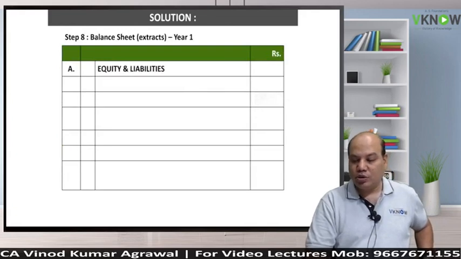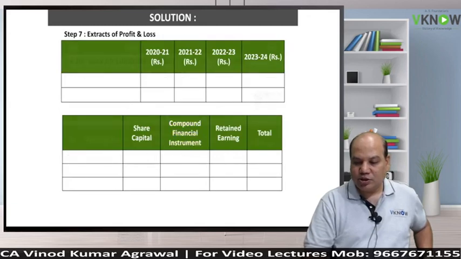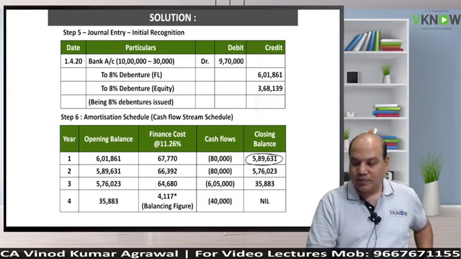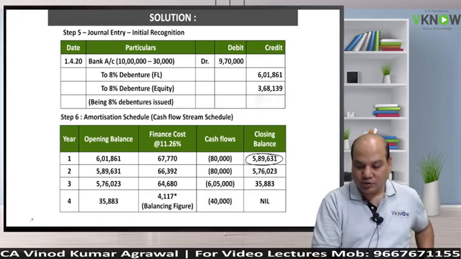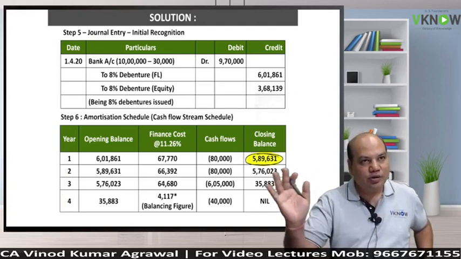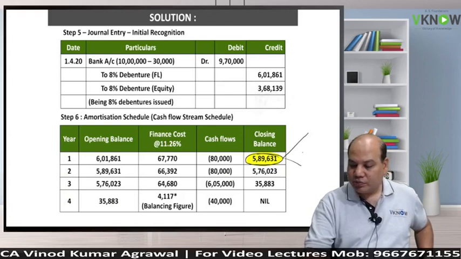So now check the balance sheet. How would the balance sheet look in year 1? I first need to go to the amortization table to explain this to you. This amortization table will help you to prepare the balance sheet part. How? What is the balance at the end of year 1? 589,631, last column. Students usually have a query how that bifurcation is done. This is my liability at the end of the year. But then out of this, how much is non-current liability and how much is current liability?